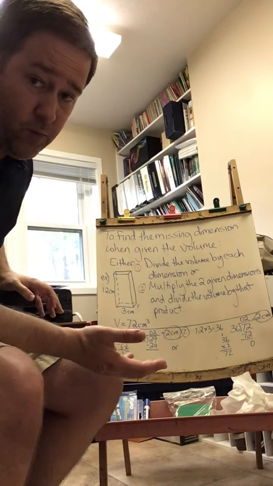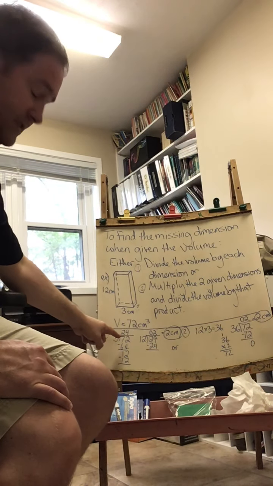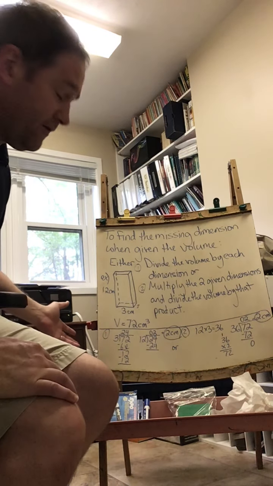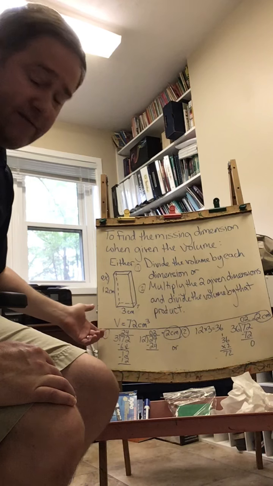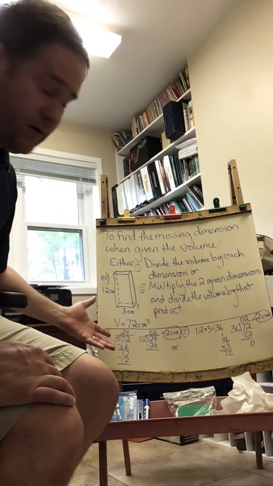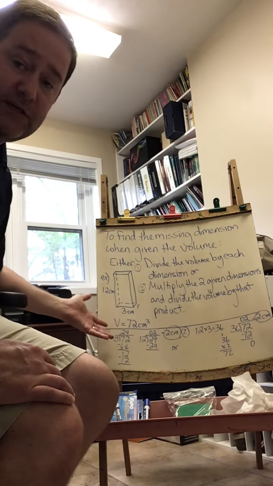So one way you can do it is take the volume, 72, and divide it by one of the dimensions. I picked 3, start off nice and easy. So 3 goes into 72 24 times. Now take what's left, which is 24, and divide it by the other dimension, which was 12. And 24 divided by 12 is 2.